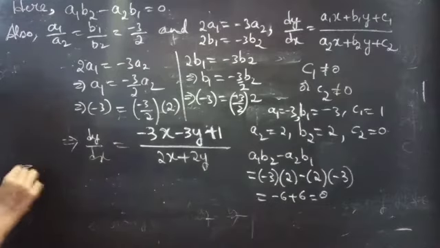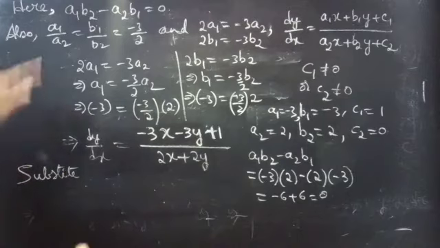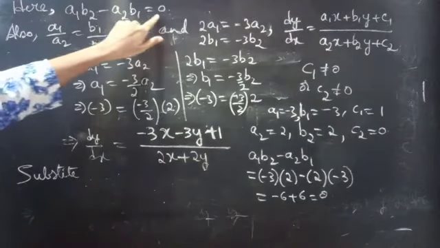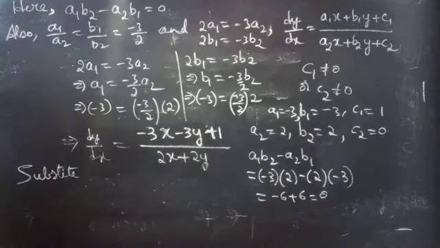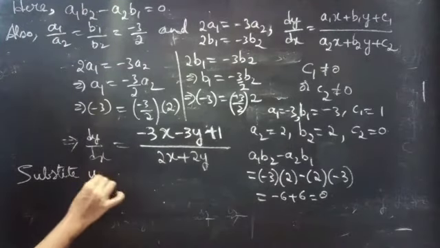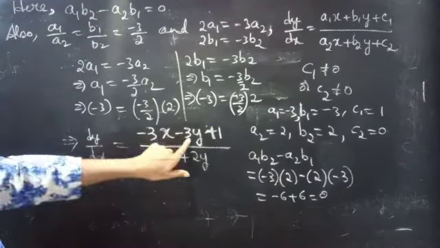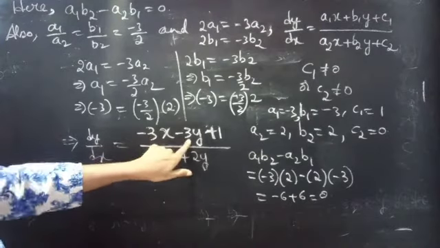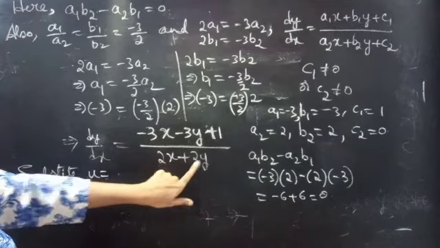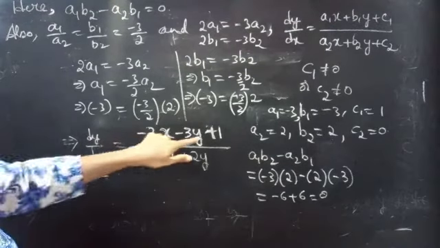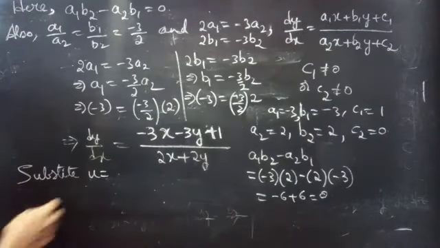Now we'll make a substitution. We got a1 b2 minus a2 b1 equals 0. If this happens, we'll make a substitution. See here, we have minus 3 in a1 and b1 and 2 in the denominator. So in this case, we are going to replace the terms contained in the numerator.